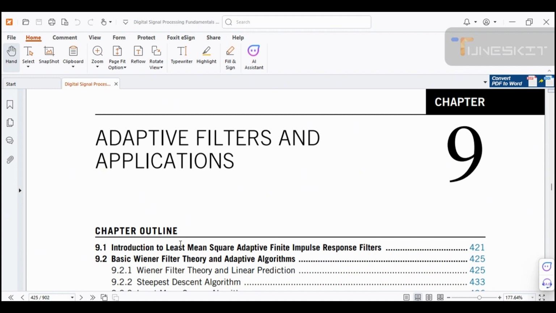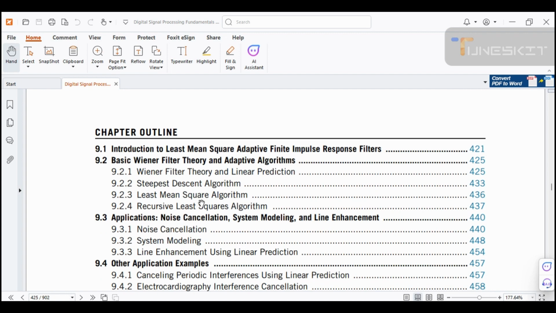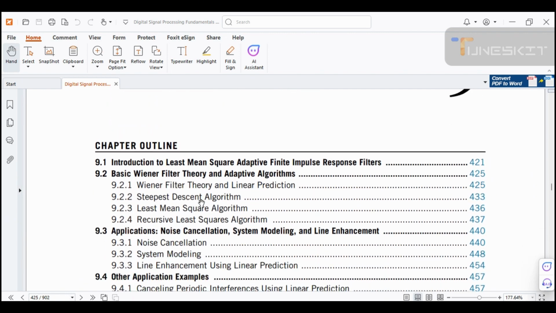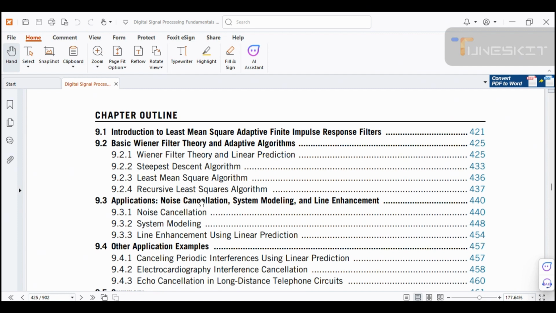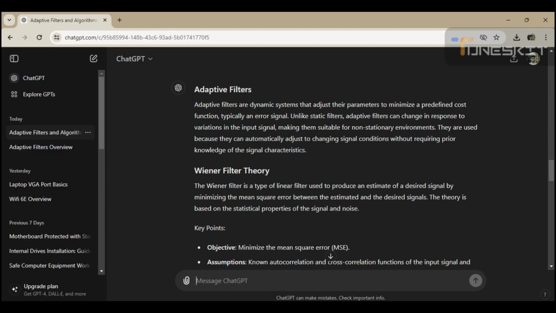Today in this session I want to discuss adaptive filters and their applications. Sir has given us a topic, that is 9.1 of Lee's book. I used ChatGPT to explain these topics for my convenience. So moving toward ChatGPT, first of all we will define what adaptive filters are.